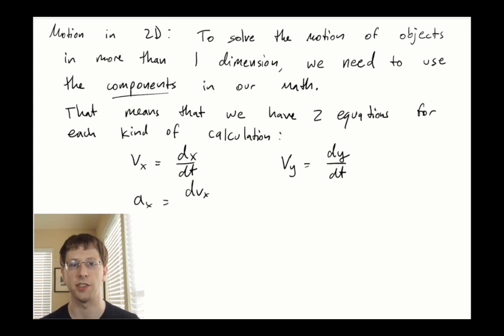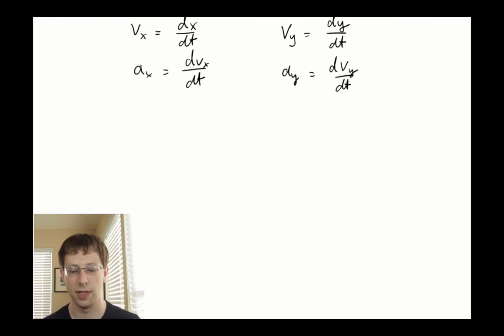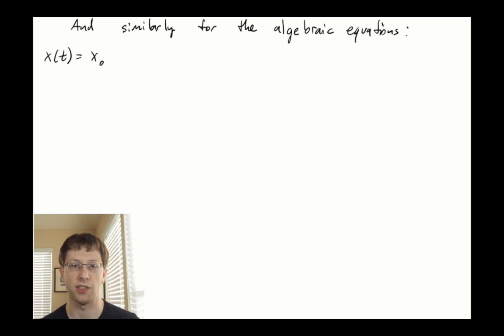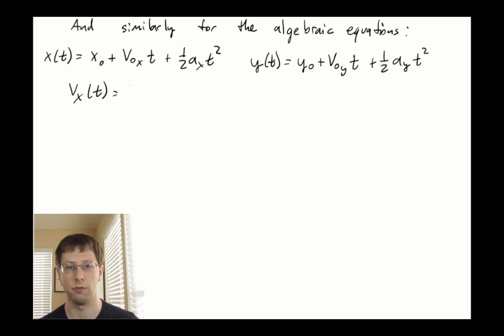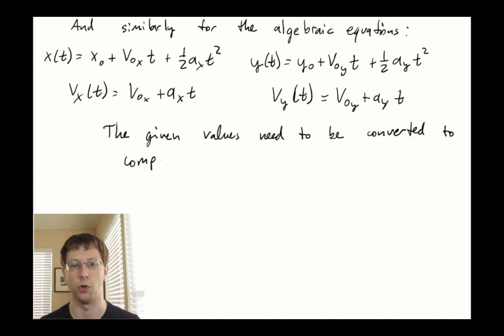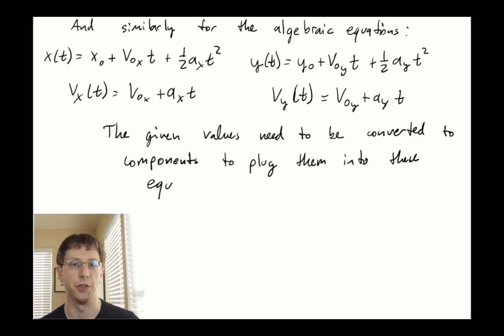And the acceleration in the x direction would be dvx/dt, and the acceleration in the y direction is dvy/dt. So the equations are the same, but we just have to divide them up into the individual directions. And the algebraic equations have the same thing going on. There's the position equation and the velocity equation for the x direction, and then the position and velocity equations for the y direction. So you have to be careful that you use the correct components for each equation, and you'll use your knowledge of vectors to figure out how to calculate those components.